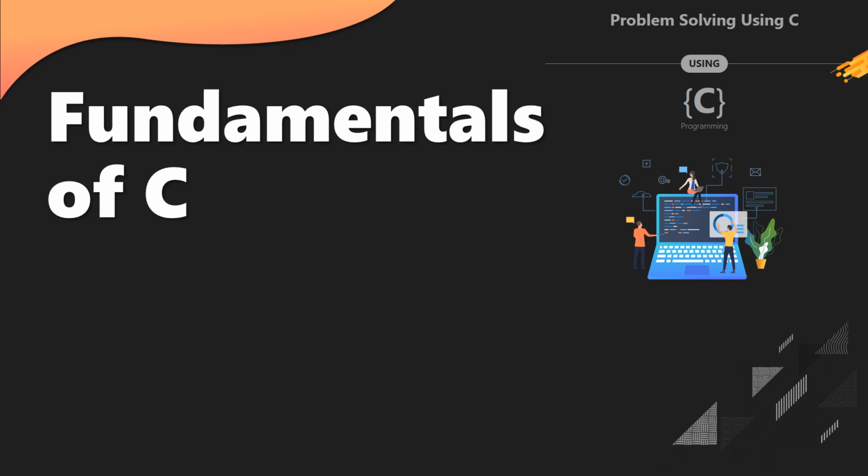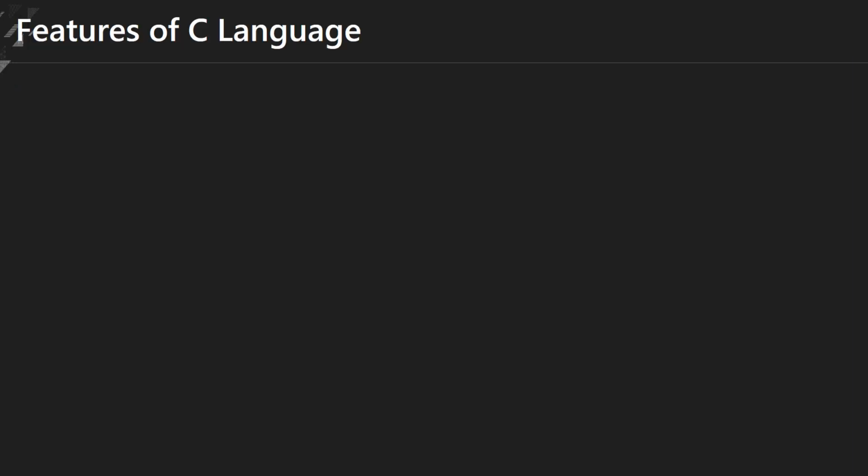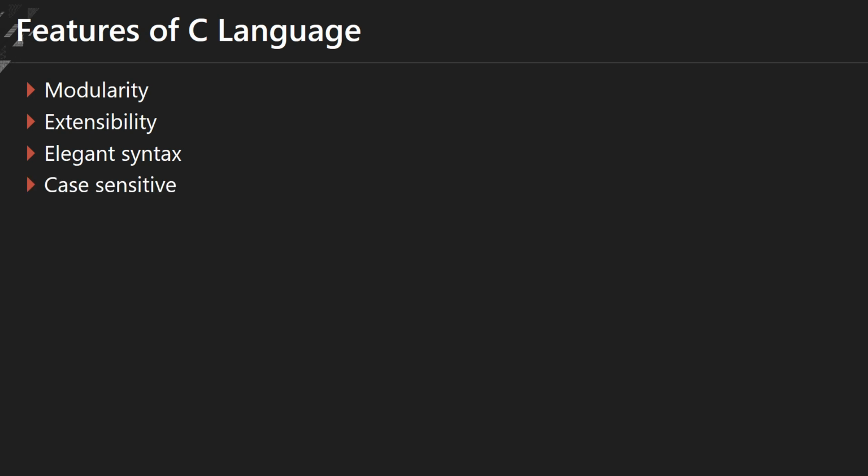So, before starting the actual C programming language, let us understand the fundamentals of C. What are the features of C programming language? Okay, guys, let us see the features of C language. C language has some very good features. One is modularity, another one is extensibility. It has elegant syntax and case sensitivity.